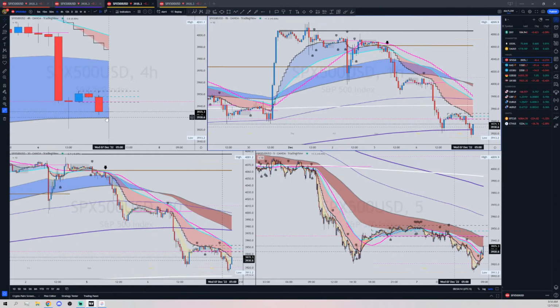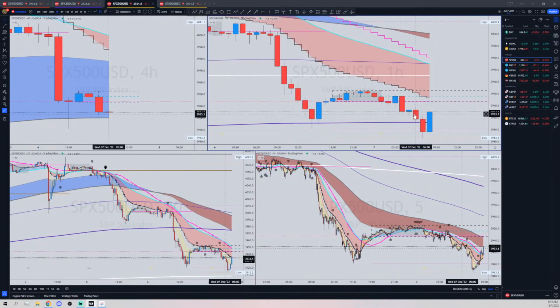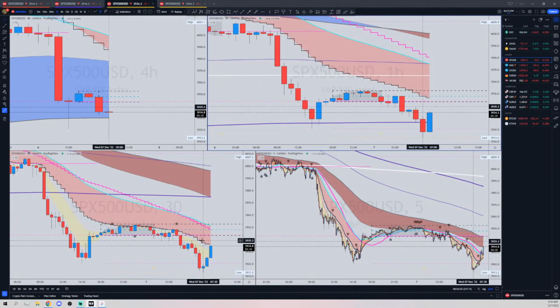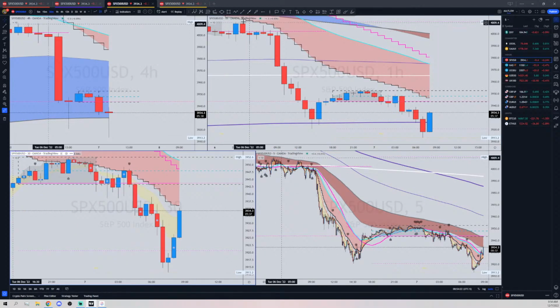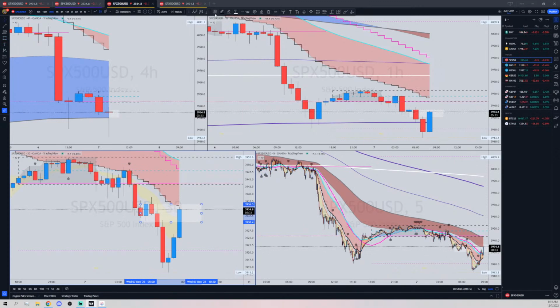So you see how this is pulled back? It's now hovering right back over the opening. Massive fly up here. This is what I'm saying. Boom.